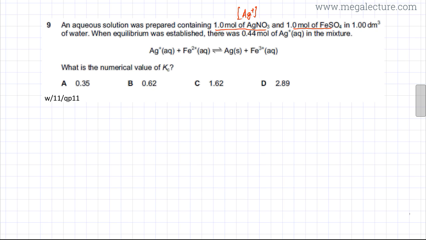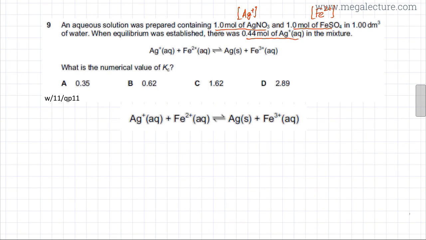So an aqueous solution was prepared. FeSO4 has Fe2+ ions in it. So that's the initial concentration of silver ions and Fe2+ in the solution, and it's a 1 dm³ solution, so the concentration would be 1 mole per dm³. So your initial concentration is given. And when equilibrium was established, there was 0.44 moles of silver ions in the mixture. So again, at the end of the reaction, there are 0.44 moles of silver ions in the mixture.